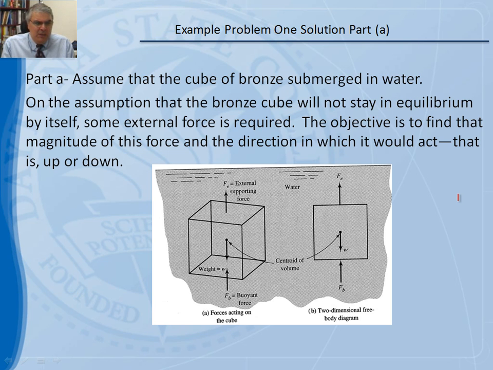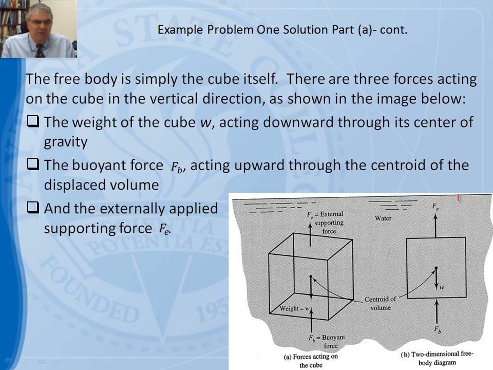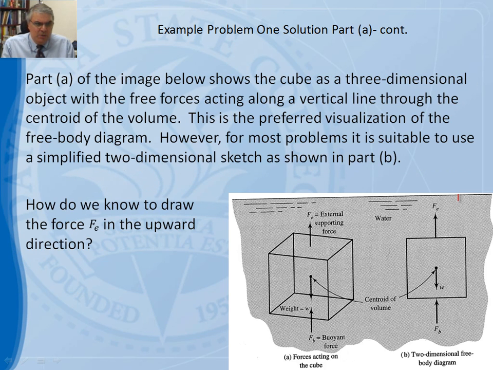So the objective is to find the magnitude of all the forces. And of course, you're going to start with the weight of the object. All of these forces go through the center of the volume. So we need to determine W, F sub B, and F sub E according to the terms that I just defined.